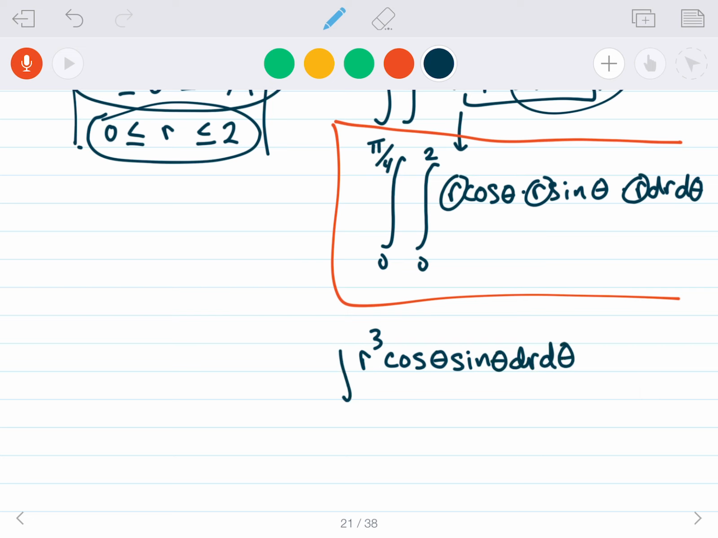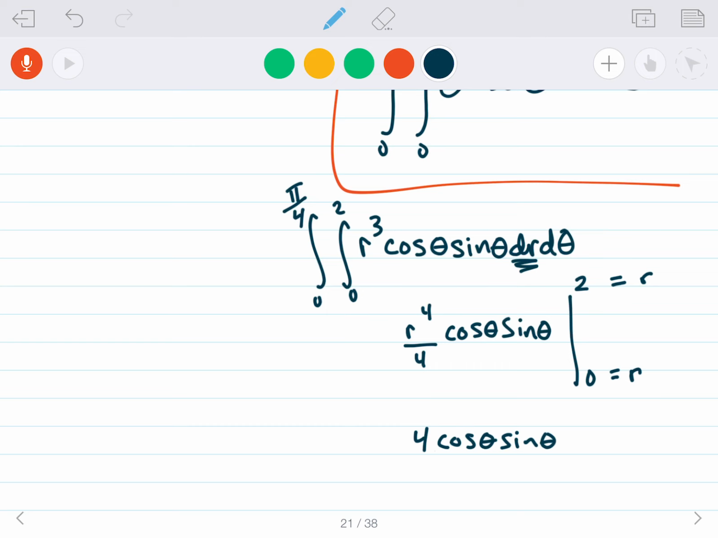Okay, so if I plug in r is 2, I get 2 to the 4th over 4 cosine sine minus, well, if I plug in 0 for r, it just all goes to 0, so this is it. 2 to the 4th is 16, so 16 over 4 is 4, so I'll just change that to a 4. So this is what I'm integrating now, from 0 to pi over 4. And this is with respect to theta. Now at this point, we can't integrate this straight away.